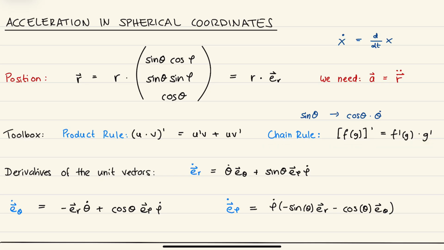And thirdly, we need the time derivatives of the unit vectors in spherical coordinates. Usually, if you have a problem that's asking you to calculate the acceleration in spherical coordinates, those will be given on a formula sheet or underneath the problem or whatever. But in case you have to differentiate those yourself, I made a video about that as well and linked it in the description below. So in case you need it, you can watch that one first. Now, with that out of the way, let's get going.